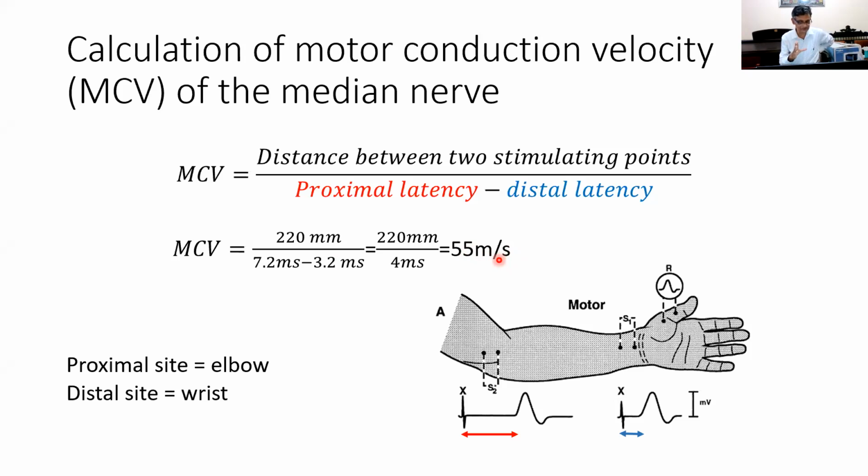We will not discuss the values. We will discuss the principle. So this is how you calculate the motor conduction velocity: the distance between two stimulating points divided by proximal latency minus distal latency. Right? So the distal latency is in blue, this one small value, and the proximal latency is in red, a bigger value. So take the bigger value minus the smaller value, take the answer, divide the distance by that answer, and you get the motor conduction velocity. I think it is clear, right? Right, let's move.